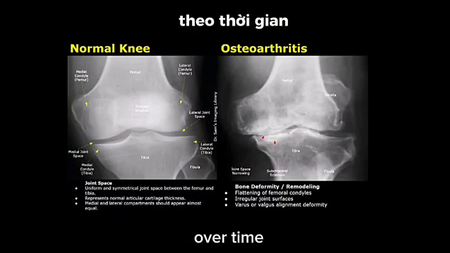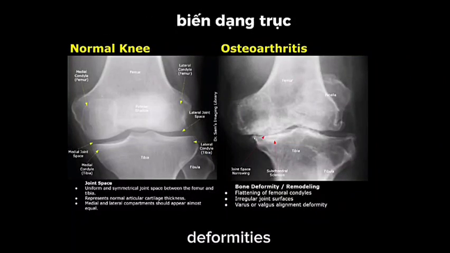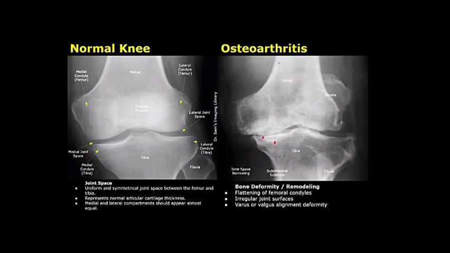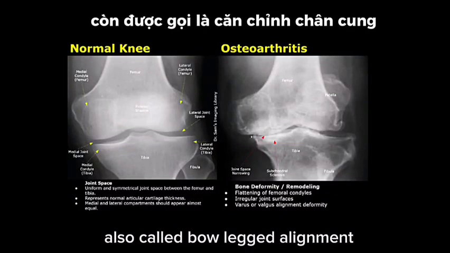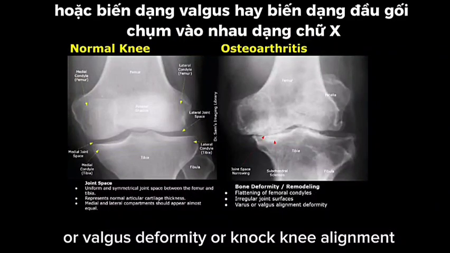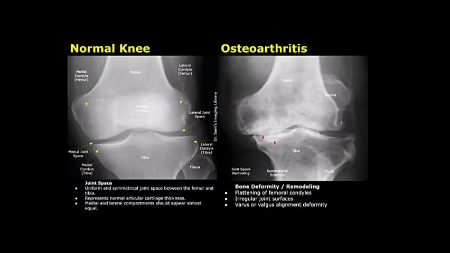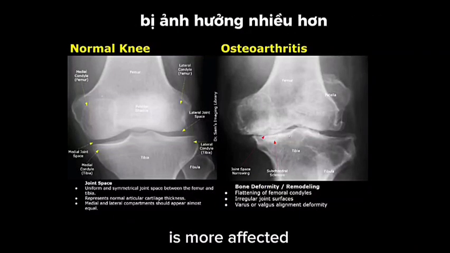Over time, these structural changes can lead to alignment deformities, such as varus deformity, also called bow-legged alignment, or valgus deformity or knock-knee alignment, depending on which compartment of the knee is more affected.